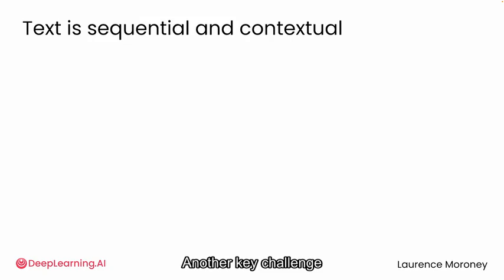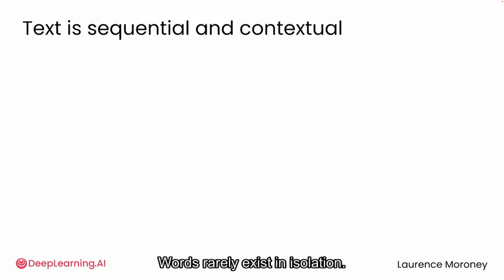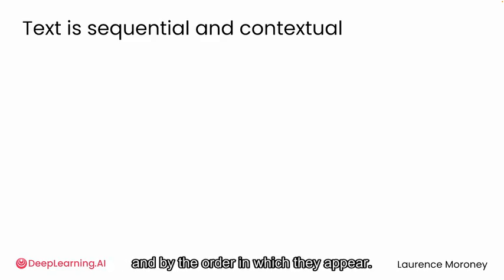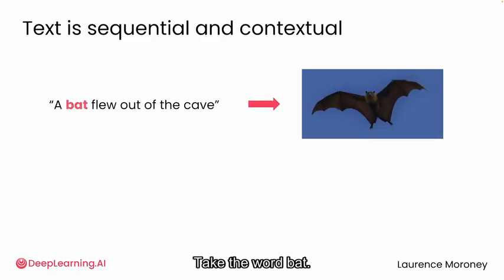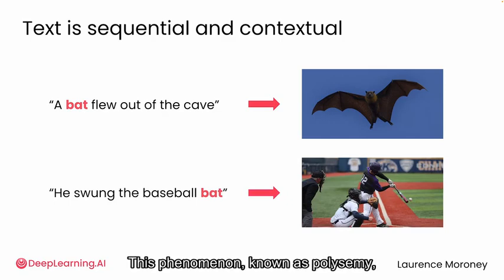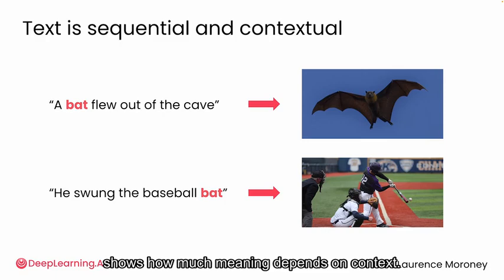Another key challenge is that text is inherently sequential and contextual. Words rarely exist in isolation. Their meaning is determined by the words around them and by the order in which they appear. Take the word bat. If I say a bat flew out of the cave, you know I'm referring to the animal. But if I say he swung the baseball bat, you know I'm referring to sports. This phenomenon, known as polysemy, shows how much meaning depends on context.